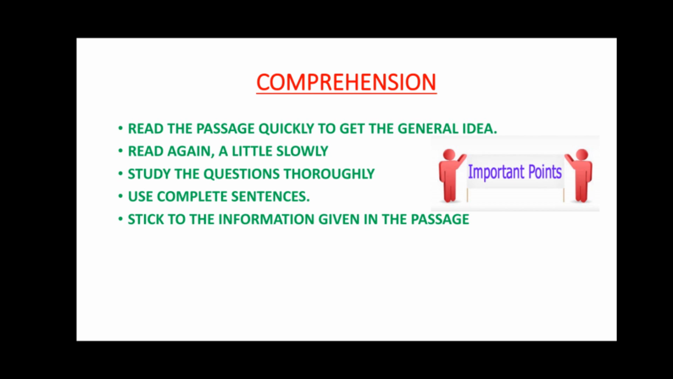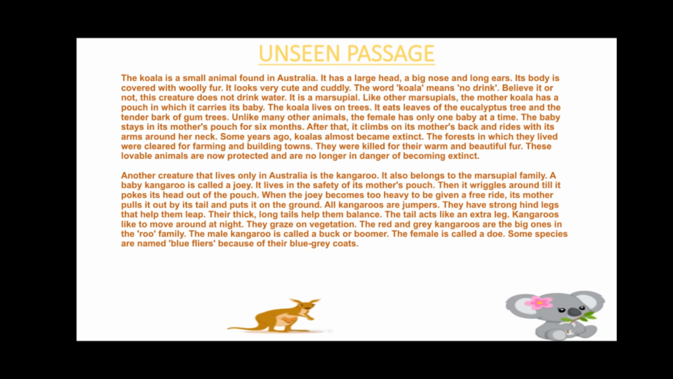So children, you don't have to write one word. You have to use complete sentences. And the fifth point is that no information from outside the passage should be included in your answer, even if that information is related to the topic and you know that. So you have to stick to the passage. Alright children? Now children, open your book to page number 120.